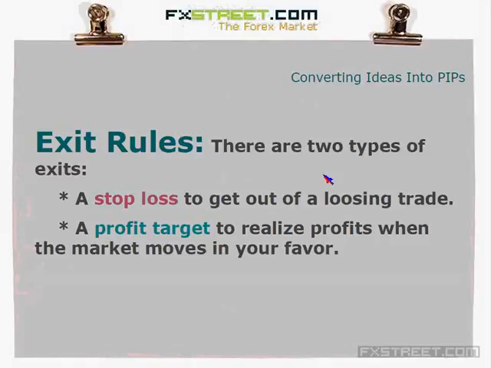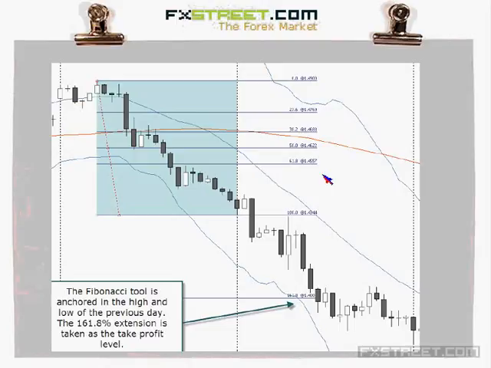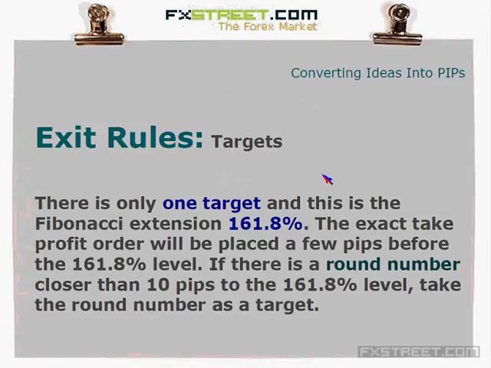The exit rules. For the exit rules, there are two types of exits: a stop loss to get out of a losing trade, and a profit target to realize profit when the market moves in our favor. And here we adopt the Fibonacci extension tool. The way the tool is anchored in the chart is by anchoring the 0% level on the opposite side of yesterday's range. So the 100% of the Fibonacci scale would be the high, in that case the low of yesterday's price. So that we have that 161.8% extension, that would be our target.